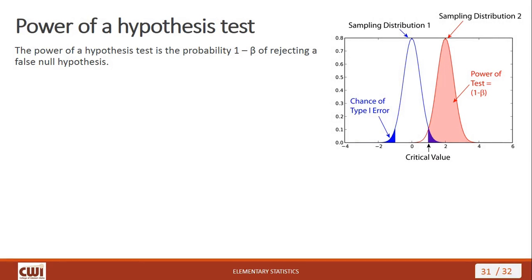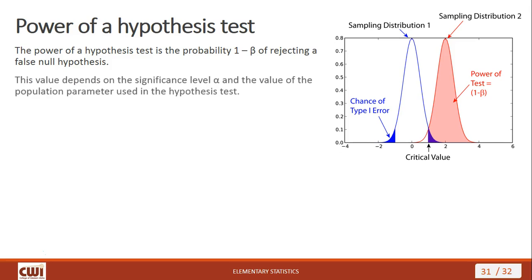This leads us to what's called the power of a hypothesis test. The power of a hypothesis test is what statisticians basically call the probability, 1 minus beta, of rejecting a false null hypothesis. It gets into some pretty complicated logic and ways of thinking, so you don't have to know too much about it, but you do need to know a little bit about what it is. The value for the power of a hypothesis test depends on the significance level alpha and the value of the population parameter used in the hypothesis test.